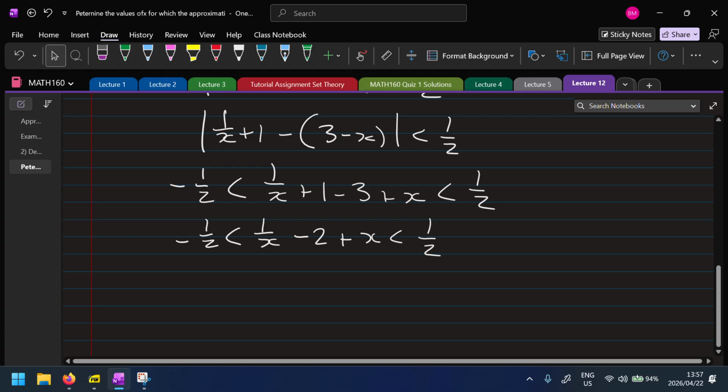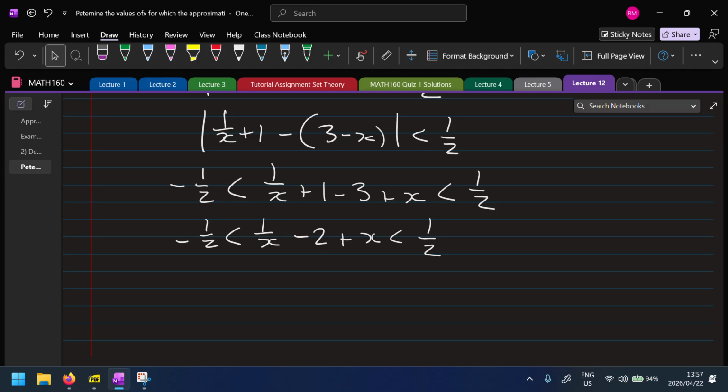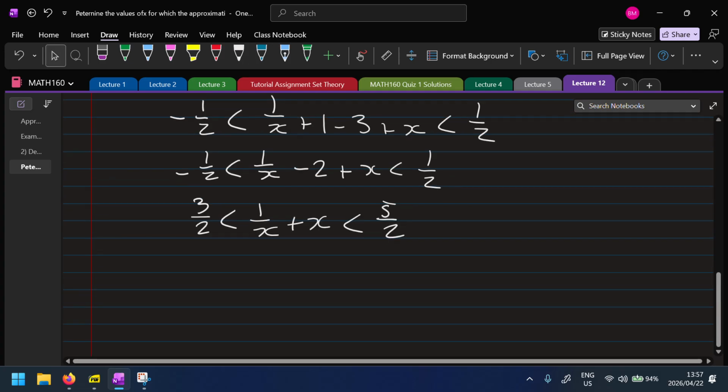So minus a half plus 2 for the left side. What do we get? 1.5, yeah. I'm getting worried about your fraction work. Okay, so 3 over 2, we're left with 1 over x plus x. Other side, if we add the 2, 5 over 2. Okay, my faith is restored a little bit.